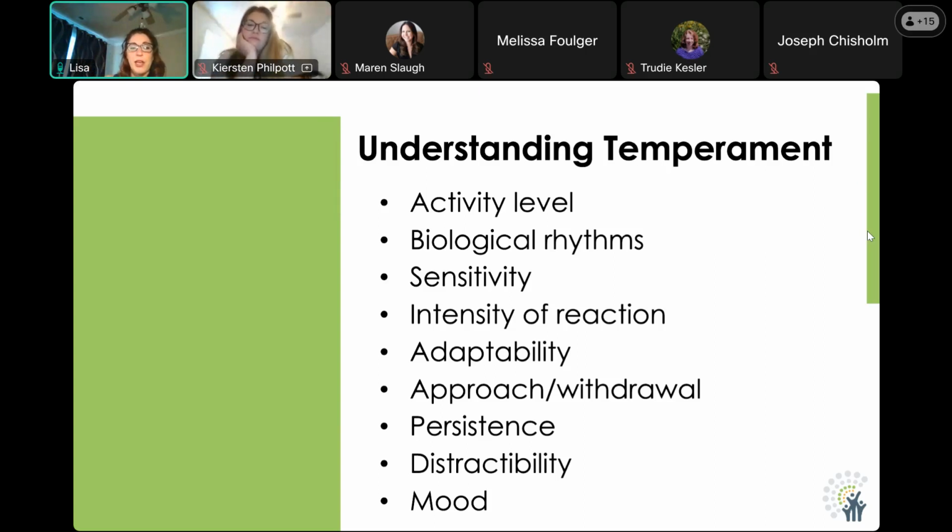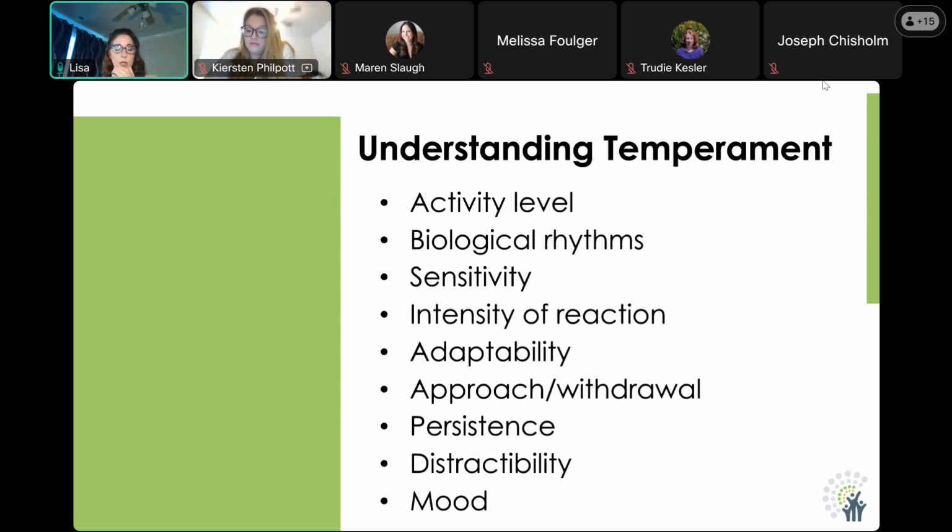Intensity of reaction. I like to describe this one as our drama queens and kings. These are the kids who have a big reaction no matter what happens. Whatever it is, it's, I can't believe that. I can't believe you did that to me. This is the worst day of my life. A big reaction over something small is intensity of reaction. Very high levels of reaction are going to be a 10 on that one.